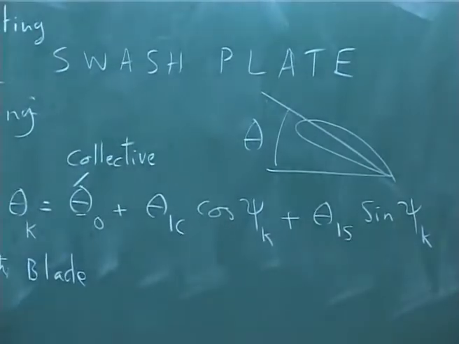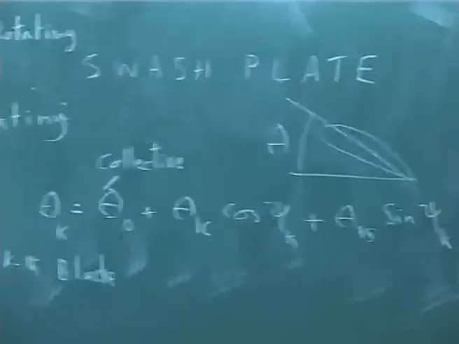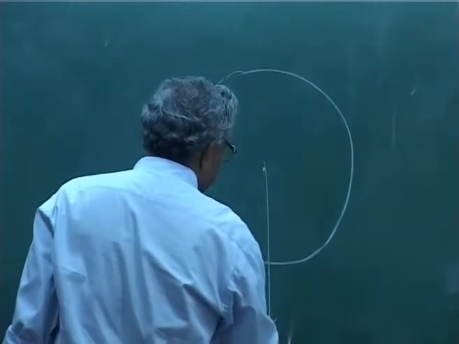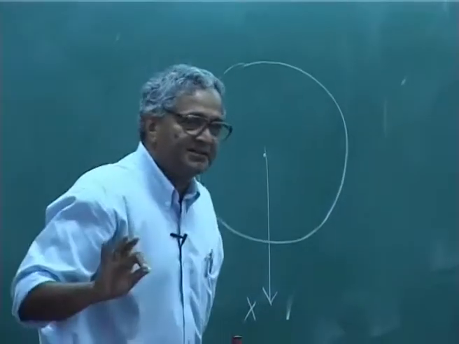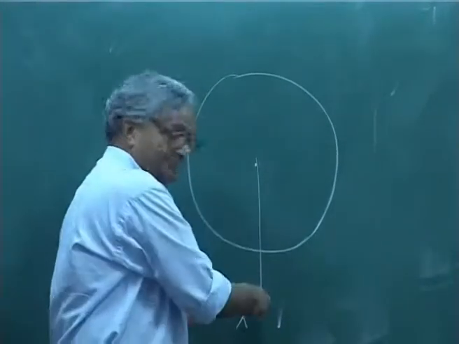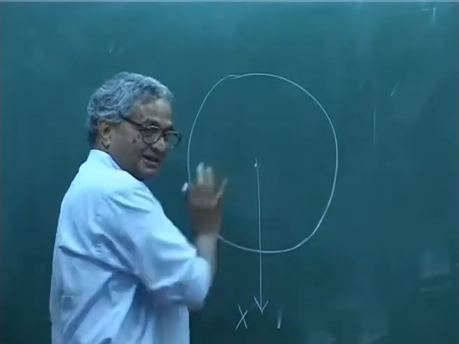Now, I will represent what is psi k. You take this as your rotor disc, and this is the standard reference. This is to the tail. You are viewing the rotor disc from top.